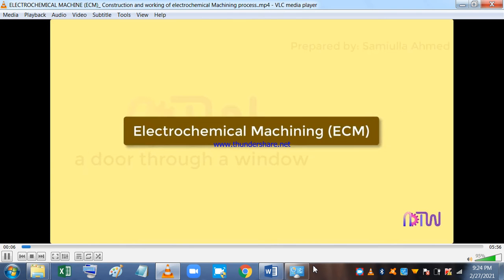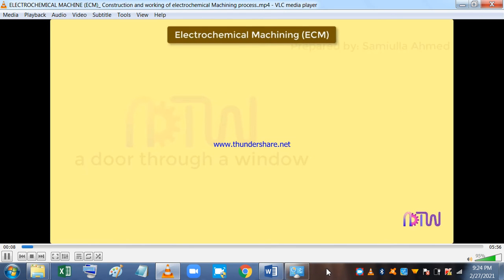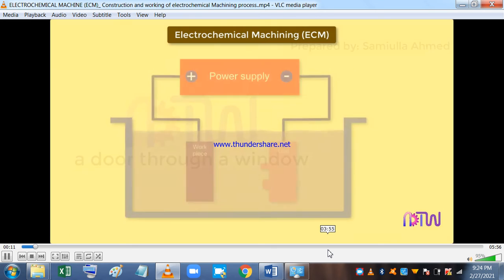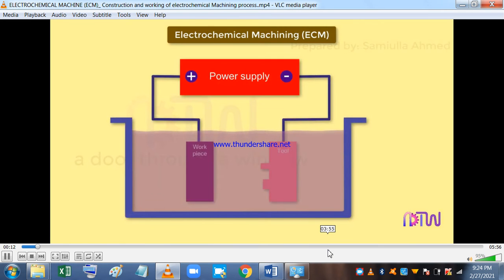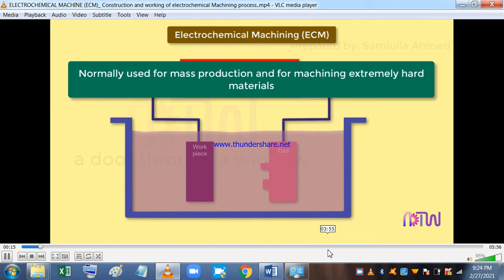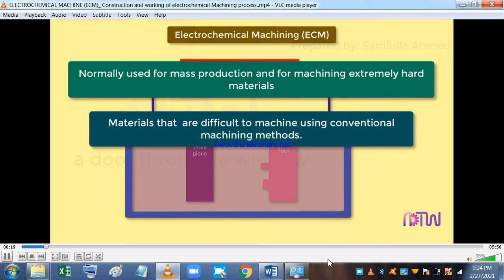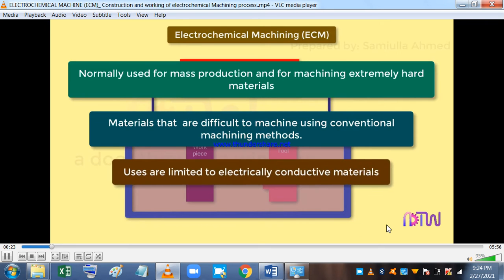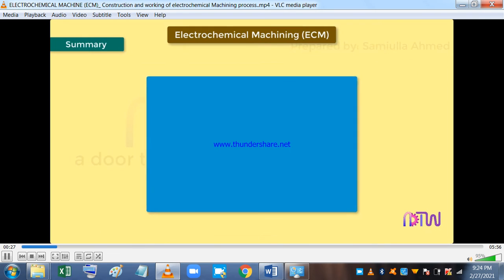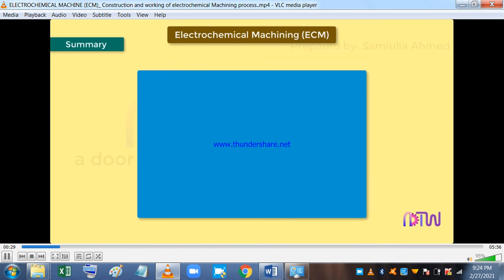Electrochemical machining process. Electrochemical machining, or ECM, is a method of removing metal by an electrochemical process. It is normally used for mass production and is used for machining extremely hard materials or materials that are difficult to machine using conventional methods. Its use is limited to electrically conductive materials.